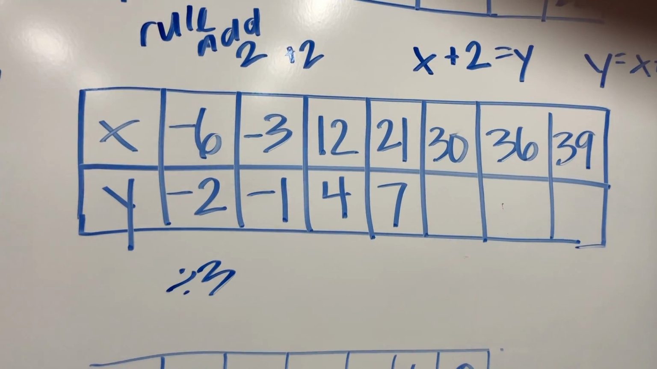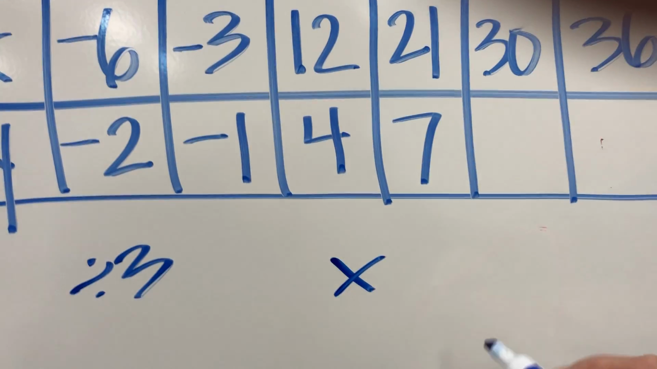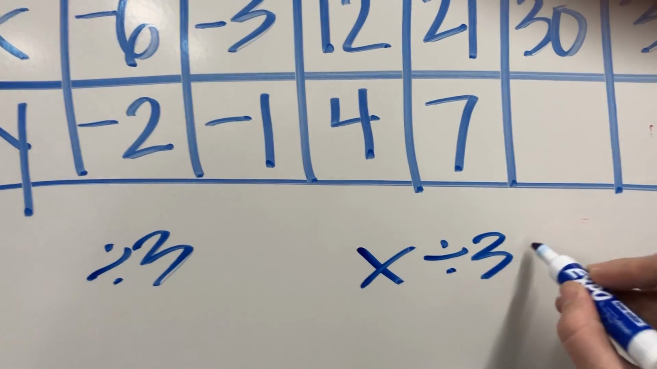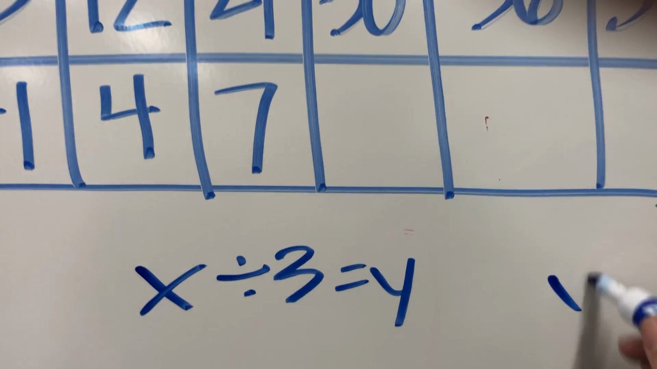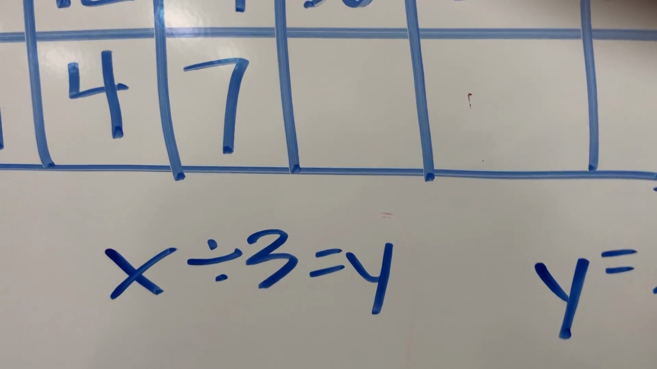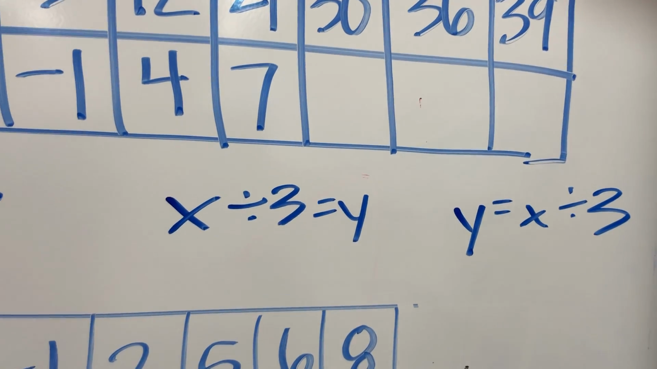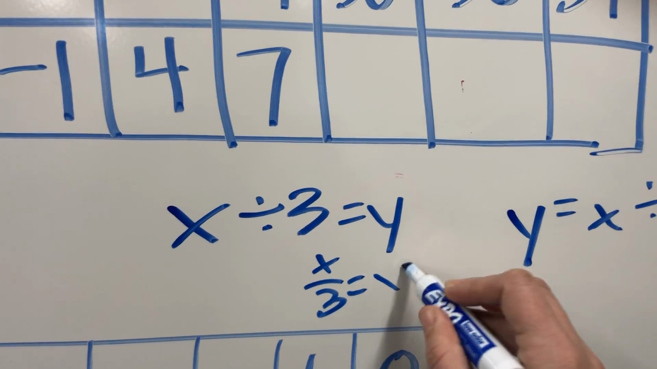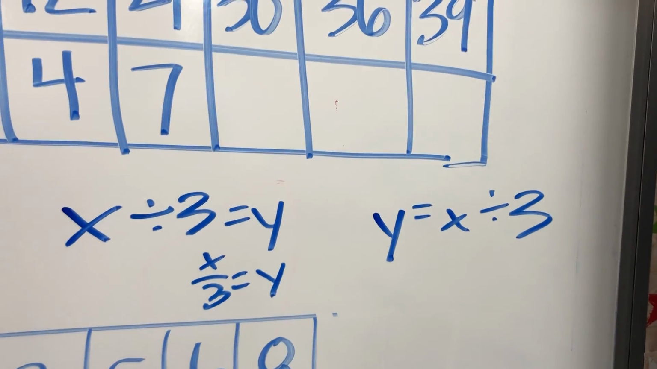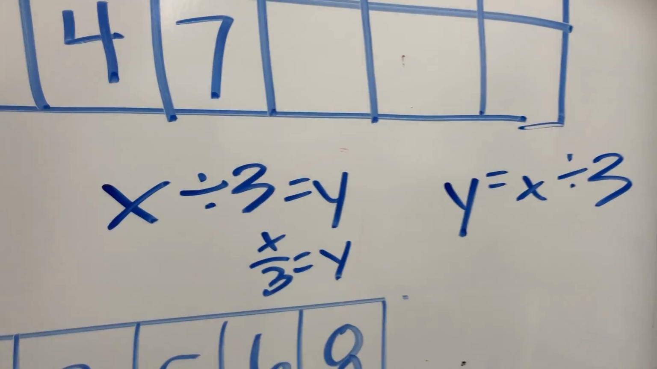Next, we're going to write our equation. Our equation would be, starting with our x, x divided by 3 equals y. Or we can switch our order here and have y equals x divided by 3. Now you guys remember we have other ways that we can write division, so we could also write it as x over 3 equals y, or y equals x over 3. So your choice on how you want to write that one.